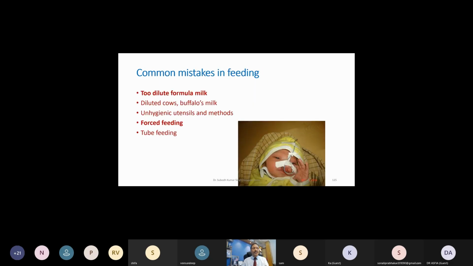Now, the common mistakes are to dilute formula milk. They add 1 spoon of milk in, say, 60 or 70, 80 ml of water, while the exact dilution is 1 spoon in 30 ml. They will add water in cow's or buffalo milk so that it mimics the human milk, which is also incorrect. They will use unhygienic utensils and methods, some of which I showed you, and they will force feed the baby or they will continue tube feeding for a long time. So these are all very common mistakes.